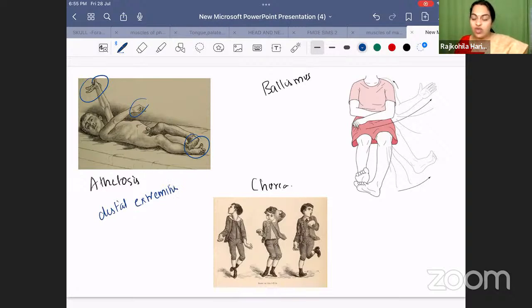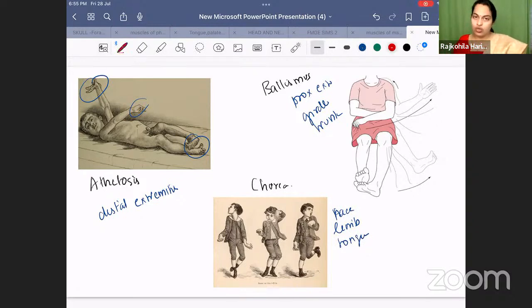And ballismus or hemiballismus involves the proximal extremities, which means the girdles, the shoulder girdle or the pelvic girdle, and the trunk, right? Violent involuntary movements of these regions. And chorea can actually involve any part of the body. It could be the limbs, the face, the tongue. So jerky movements of these parts.